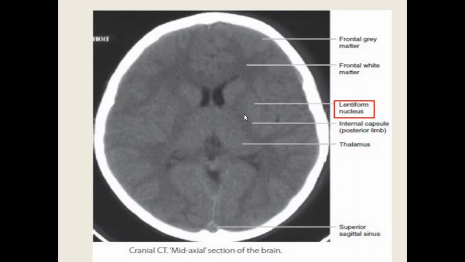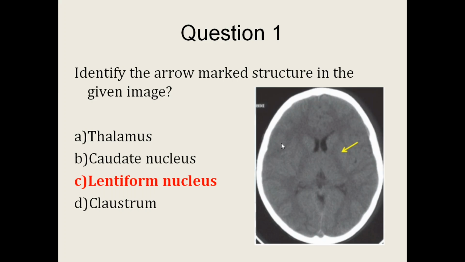Now let's look at the posterior limb. See, this is the posterior limb of the internal capsule. You see this V-shaped structure, and right here the posterior limb of the internal capsule is sandwiched between the thalamus and what else? The lentiform nucleus. Now let's go back to the question.